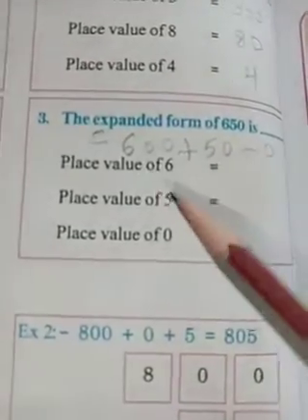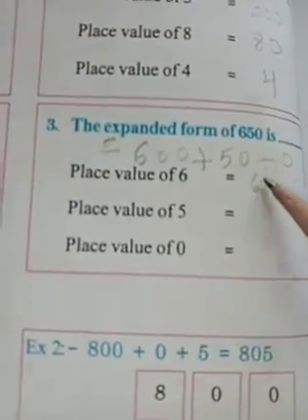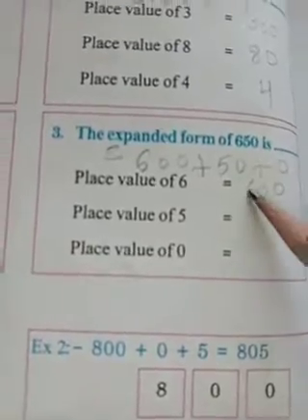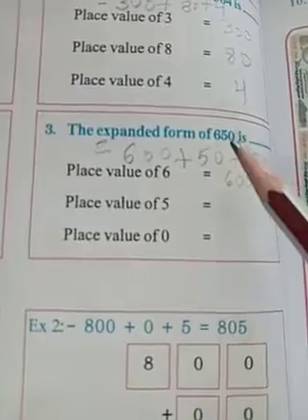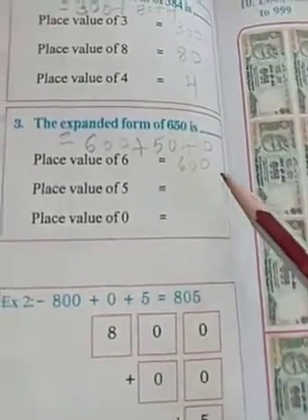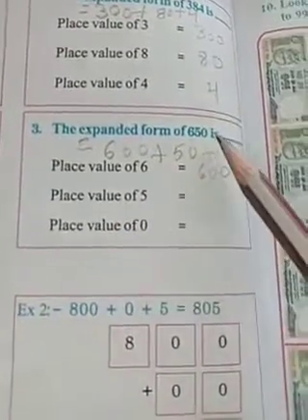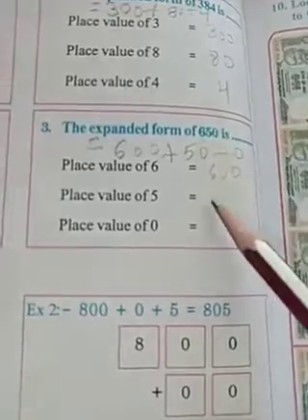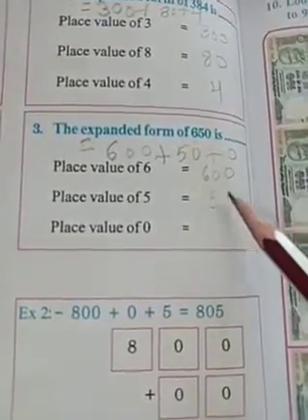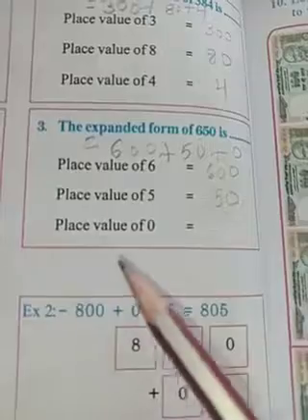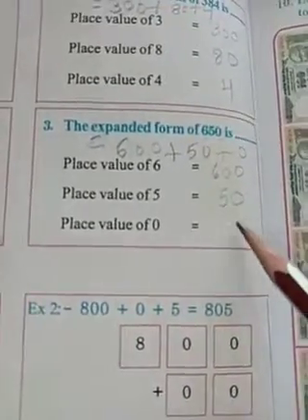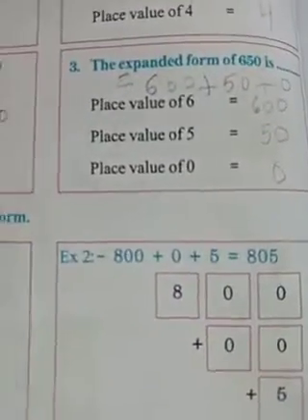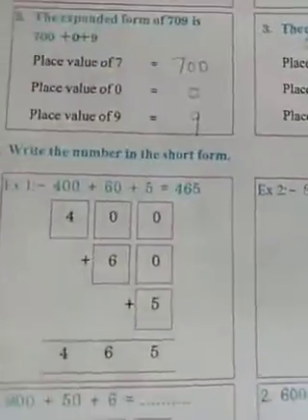Place value of 6 equals 600. Why? 6 is in which place? Hundreds place, so 600. Place value of 5. 5 is in which place? Tens place. So 5 tens means 50. Place value of 0. 0 is in which place? Ones place only. So we write 0. So do you understand, children? Next.